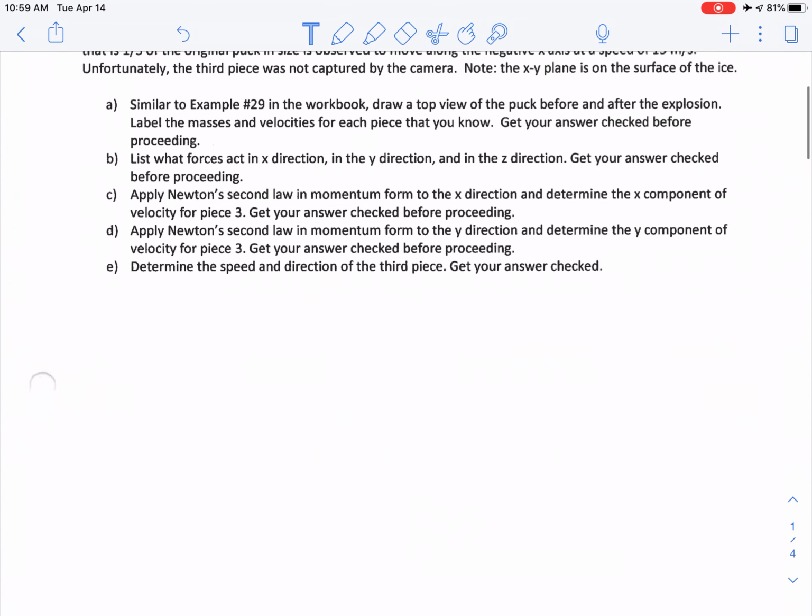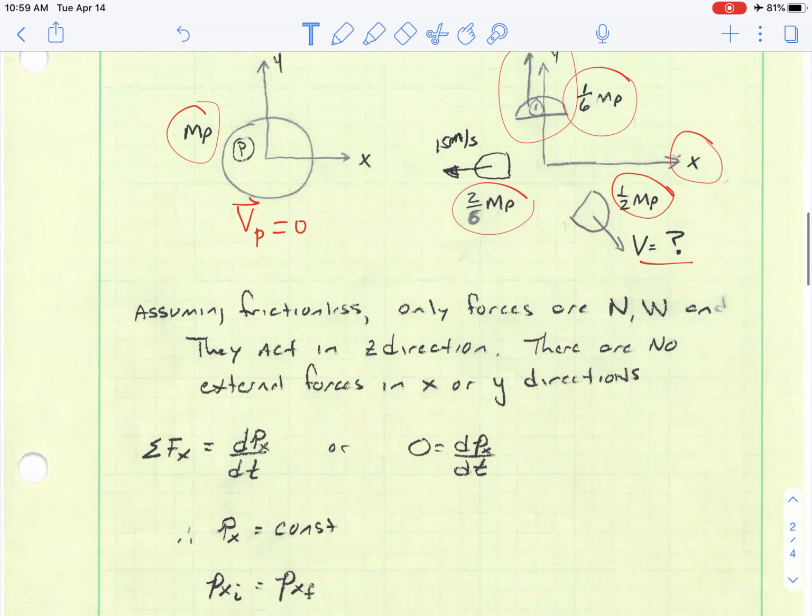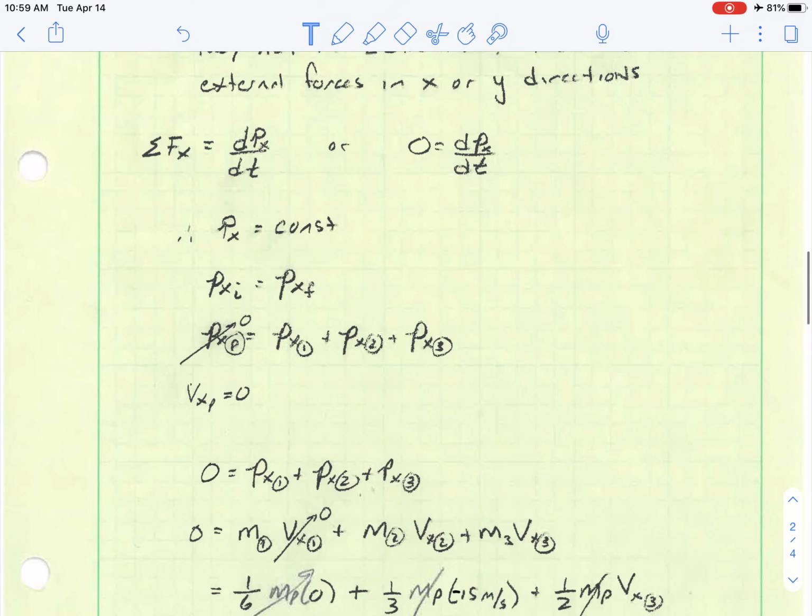Okay, now we are at part C, and we are applying Newton's second law in momentum form to the x direction first. And so for the momentum equation, we do have the second law equation, right? We start from there, so you just write that down. And then think about the free body diagram, see what forces along x direction, and we have none. So that left side will go to 0.